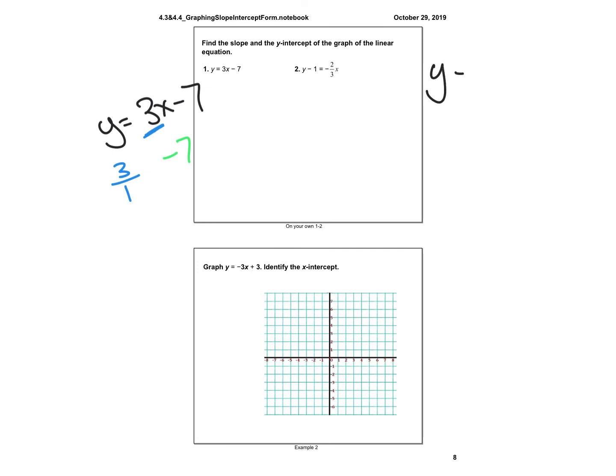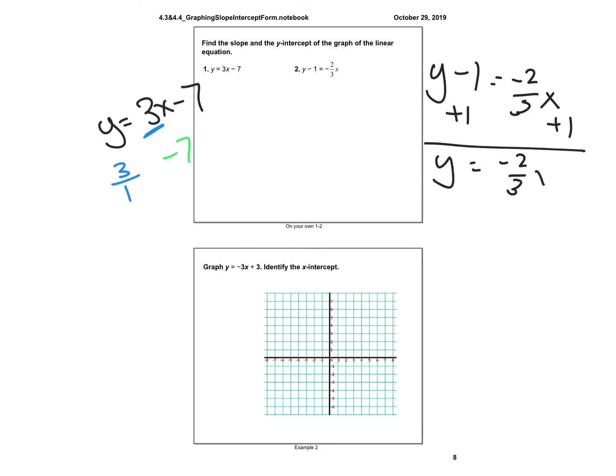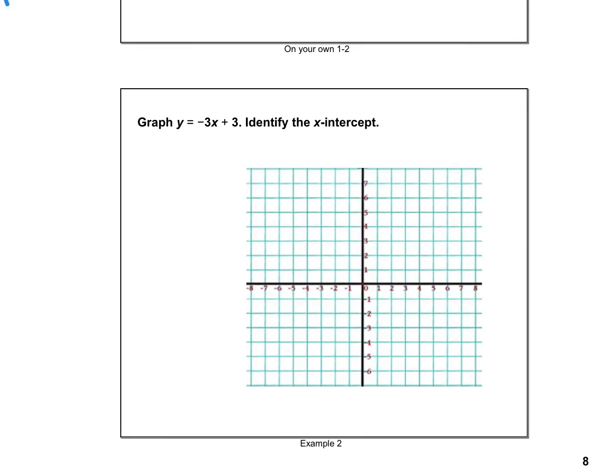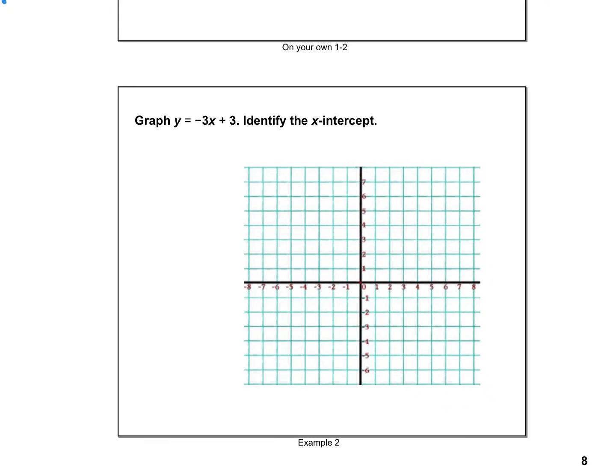For number 2, it's not quite in slope-intercept form, so we have to change it, and we did this back in Unit 1. We're going to add 1 to both sides, so y equals negative 2/3 x plus 1. Now we know what our slope is, and we know what our y-intercept is. So now that we have that information, we're going to be able to graph it.